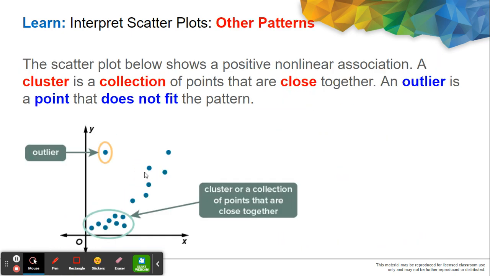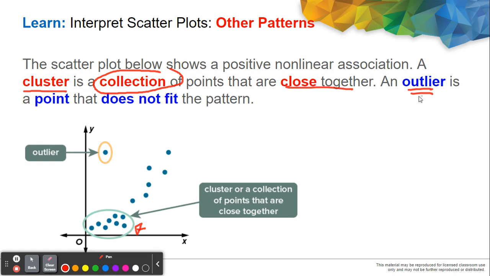Lastly, we have some other patterns that we can observe for our scatter plots. For example, this scatter plot shows a positive nonlinear association, and we have what we call a cluster. A cluster is a collection of points that are close together. Like for example, this one. This one shows a cluster. The points are so close to one another.